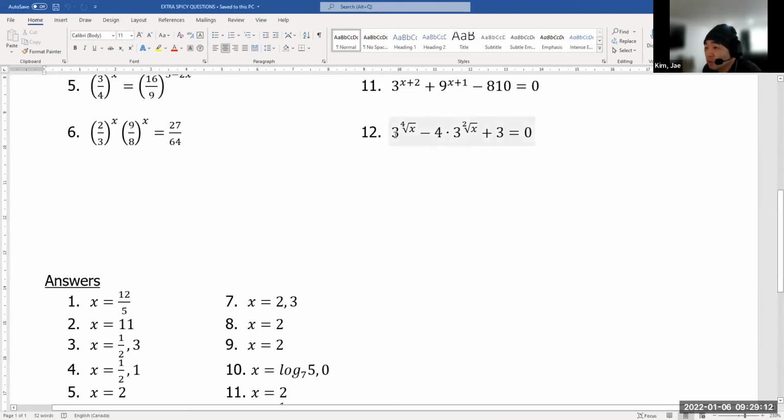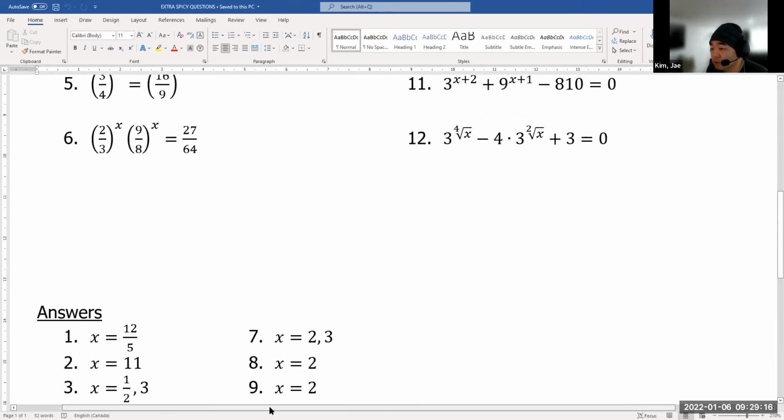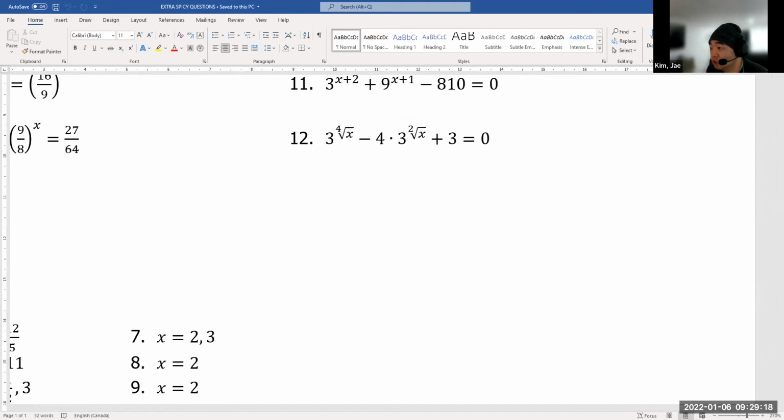All right, so question 12. Maybe I can zoom in a little bit more so I can focus my attention on this part. Okay, going in blind.